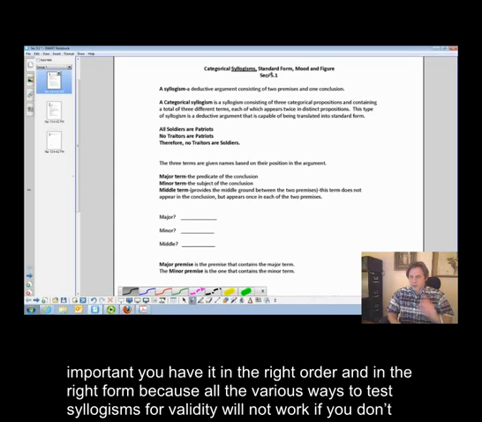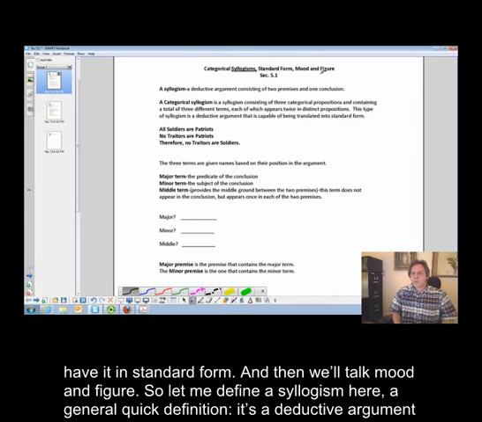It's very important you have it in the right order and in the right form, because all the various ways to test syllogisms for validity will not work if you don't have it in standard form. And then we'll talk about mood and figure, okay?